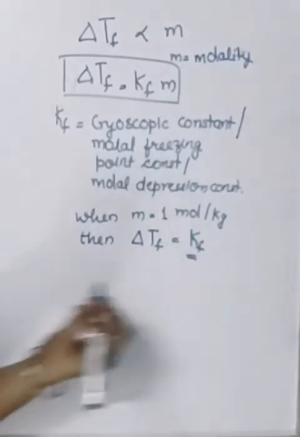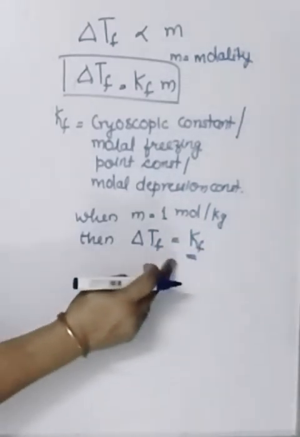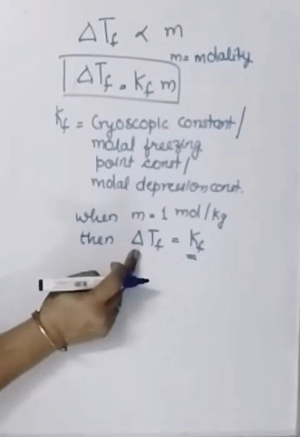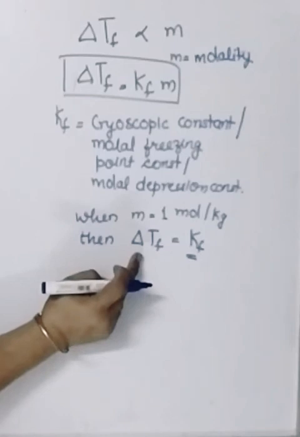How will we define cryoscopic constant? It is equal to the depression in freezing point when we have a 1 molar solution, that is a solution containing 1 mole of non-volatile solute dissolved in 1 kg of the solvent. So cryoscopic constant is defined as the depression in freezing point when we have a 1 molar solution.